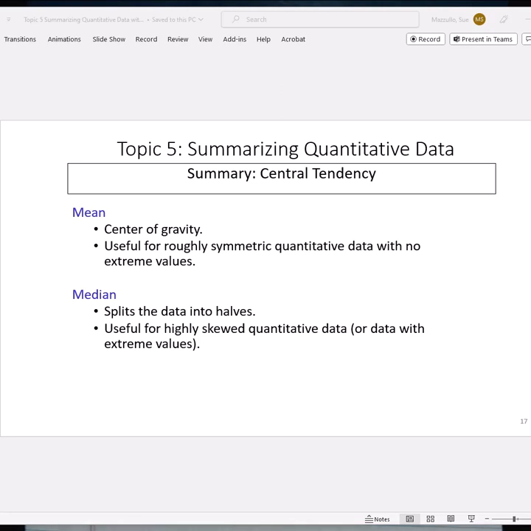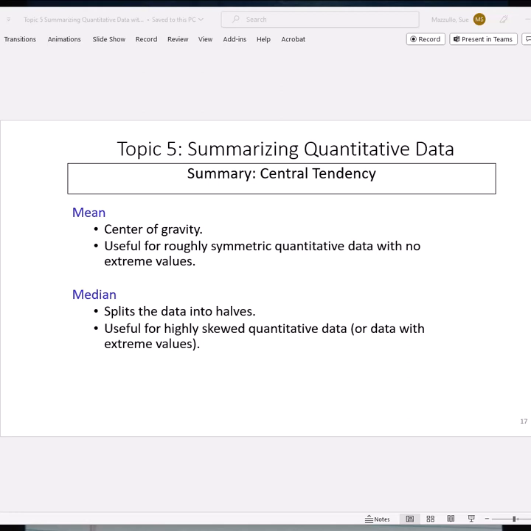So our central tendency, the two that we're going to focus on is the mean and the median. The mean is that center of gravity. We add all our data values, divide by how many we have. It's useful for roughly symmetric quantitative data with no extreme values.